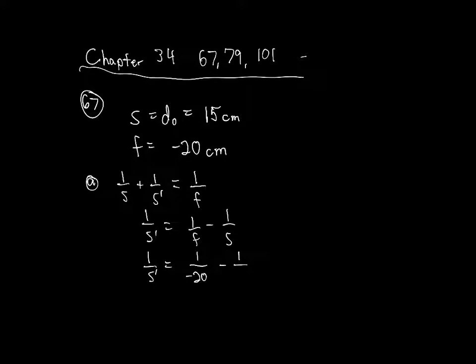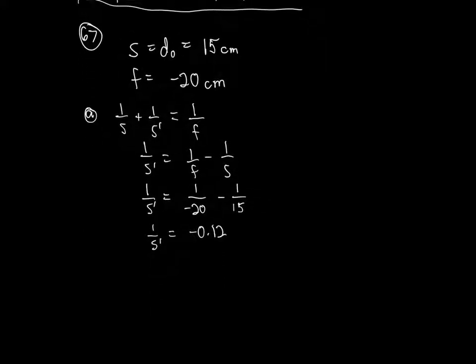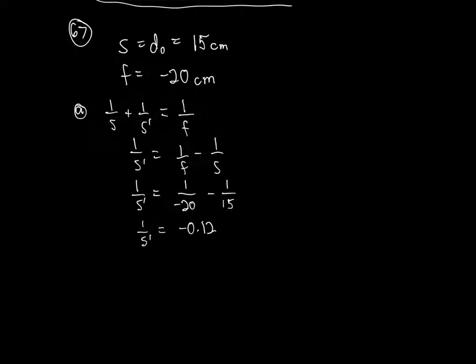What's S? 15. So 1 over S prime is equal to negative 0.12. Is that the right answer? Is that my image distance? No. How do I get my image distance? Take the reciprocal. I flip it. So I can multiply S prime over to the other side and then divide both sides by 0.12. So take the reciprocal of this to get S prime is negative 8.57 centimeters. That is my image distance.